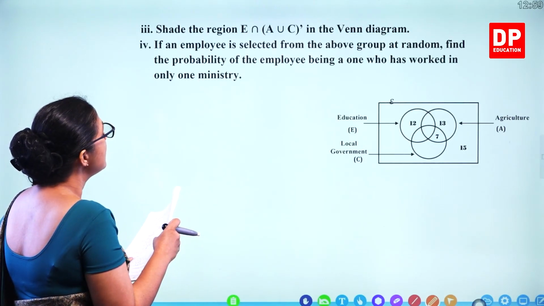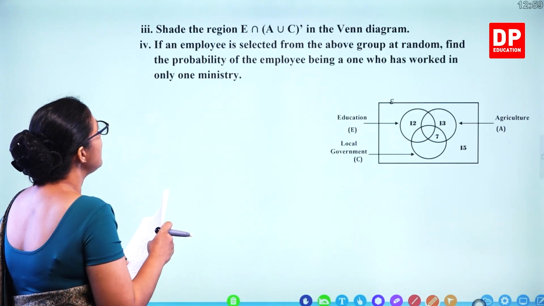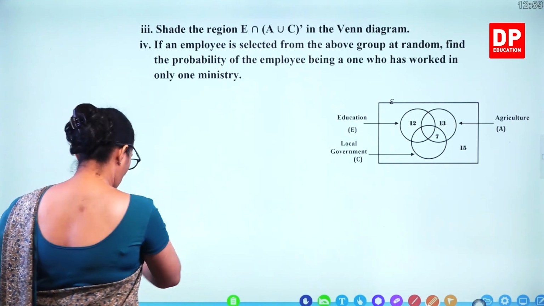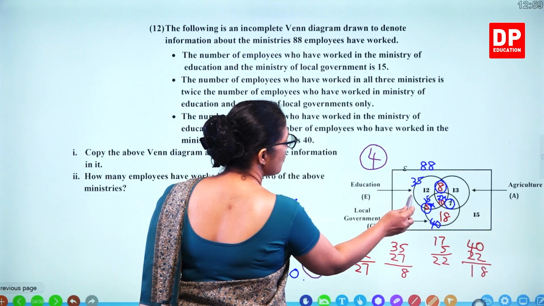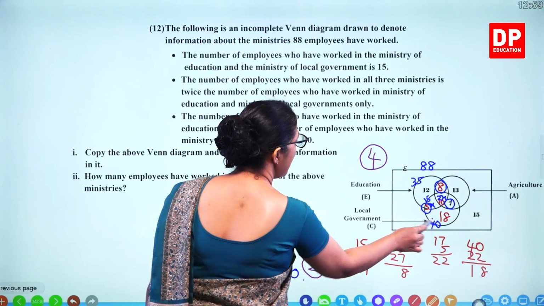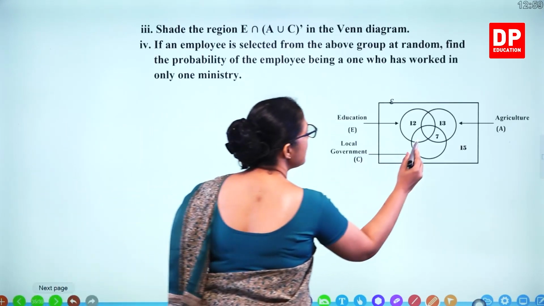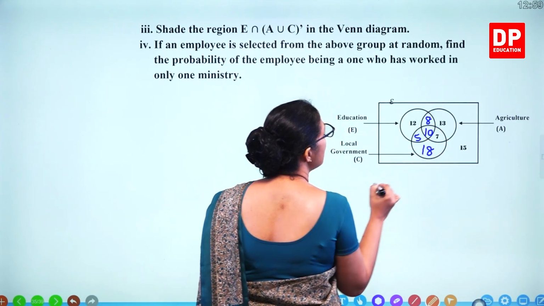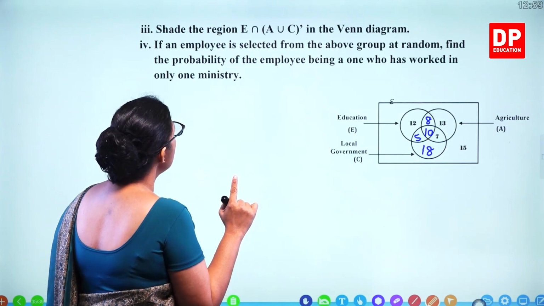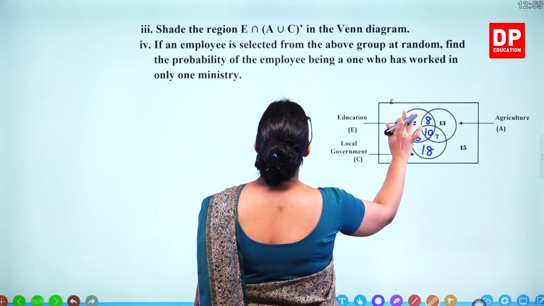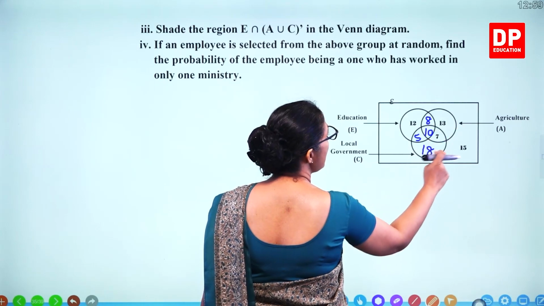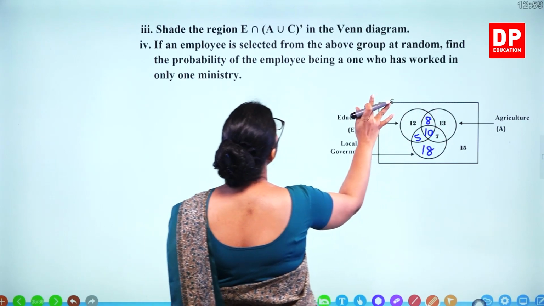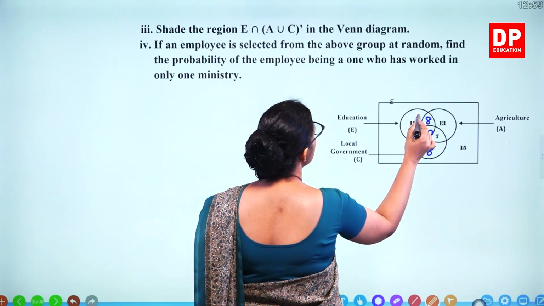Shade the region E intersection A union C dash in the Venn diagram. So we need to mark the values. So here, what are the values there? So you get 5, 10, 8, 18. We'll mark it 5, 10, 8, 18 there. And now we have to shade E intersection A union C dash. A union C is this, dash means outside. So that means this part.